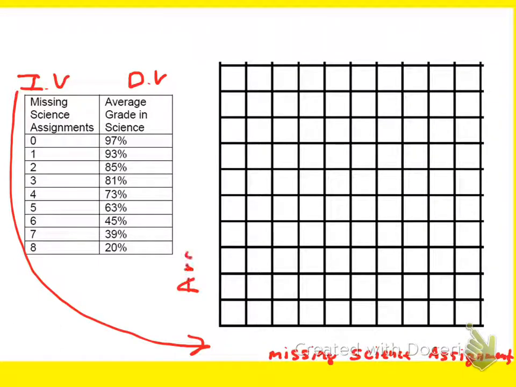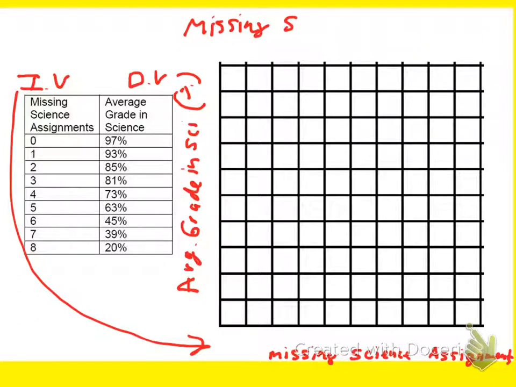And then you're going to do the same thing for the y-axis. You're going to put the dependent variable on the y-axis. And that's just something you have to memorize. You need to always know that the independent variable goes on the x and the dependent on the y.